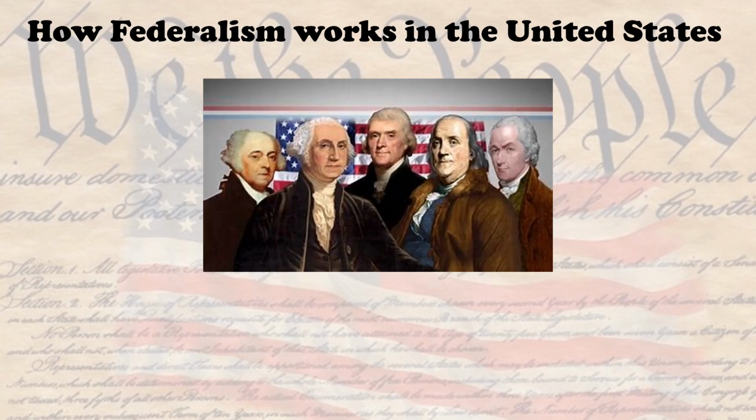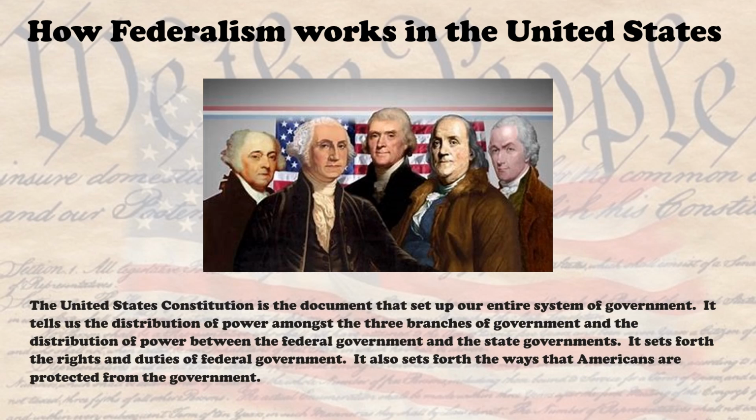How does federalism work for us in the United States? The United States Constitution is the document that set up our entire system of government. It tells us the distribution of power among the 3 branches of government and distributes power between the federal government and state governments. Additionally, it sets forth the rights and duties of the federal government, and it also sets forth the ways Americans are protected from the government. Now, this is really important. This is covered in the Bill of Rights.